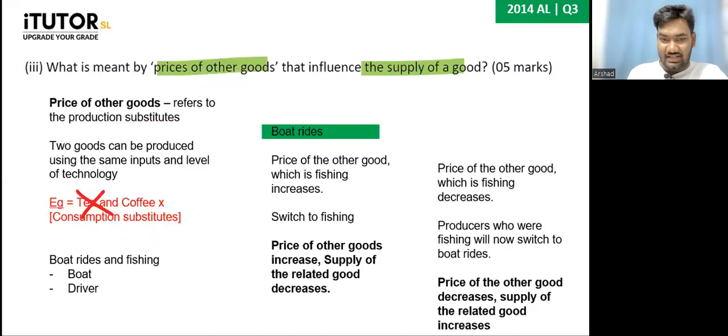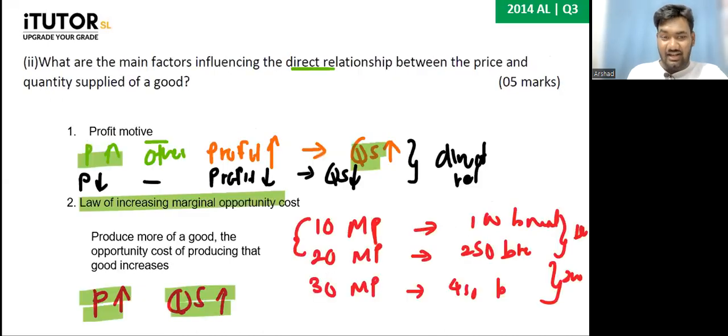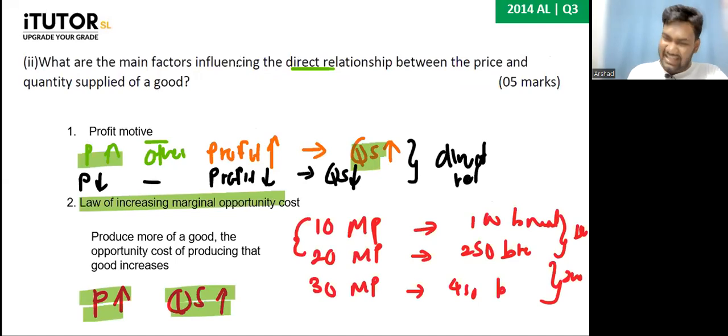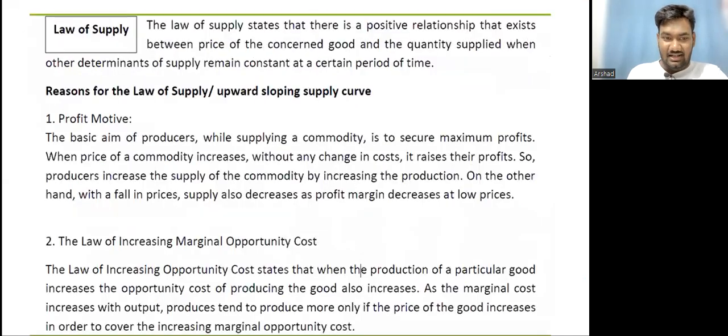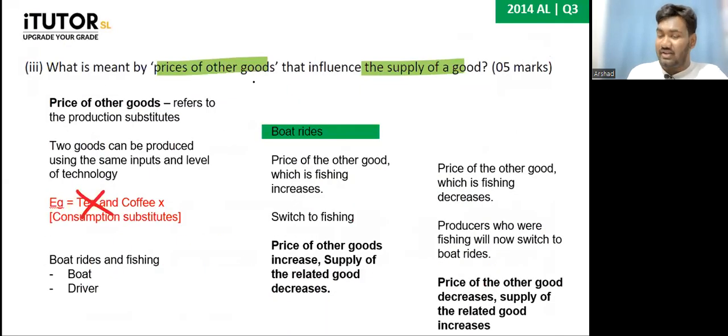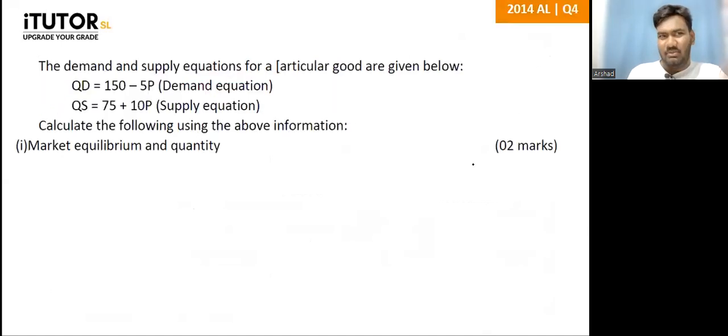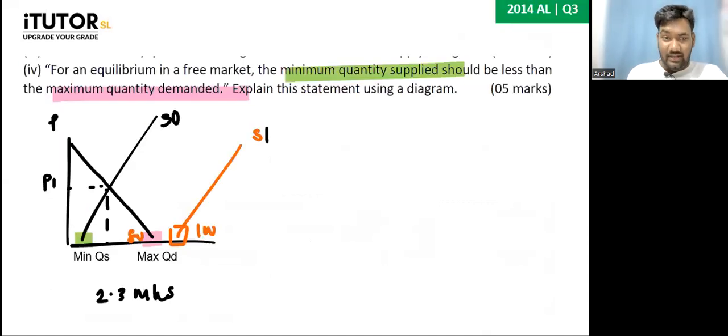So 2014, I think the questions were interesting, not very boring questions also. This one was a very boring one. This one was okay, a little boring. This one was interesting, price of other goods. And also this market equilibrium question here was a bit interesting. So the 2014 question number 4 we'll do in the next class, since the time is also done. Okay, we can wrap it from there.